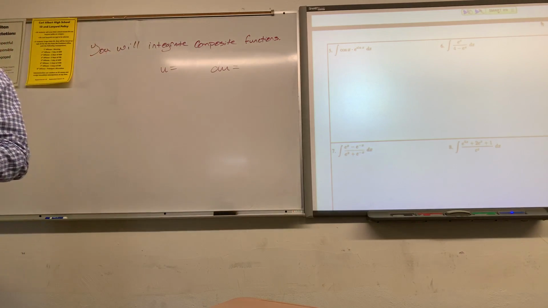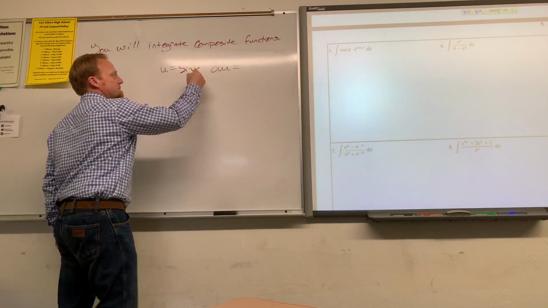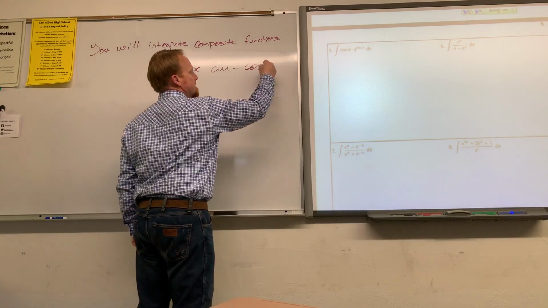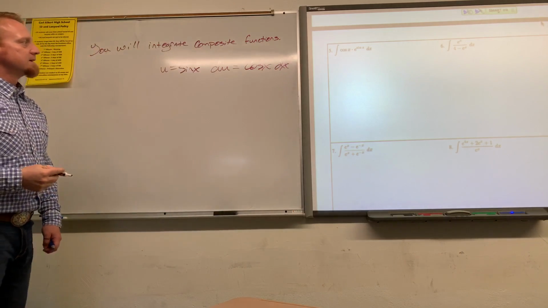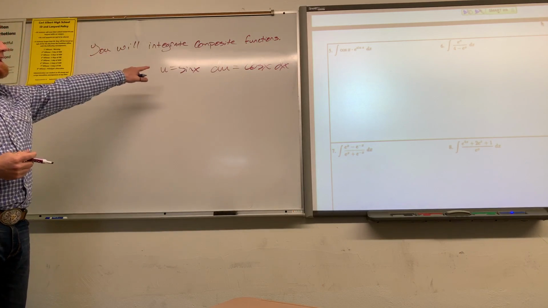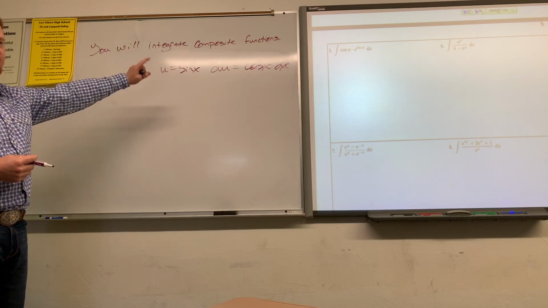All right, number 5. What's my u on number 5? Sine of x. The derivative of sine is cosine of x dx. So some of us, after they've done that, may be able to go straight to the answer. Are you guys that good, or do we need to do it?